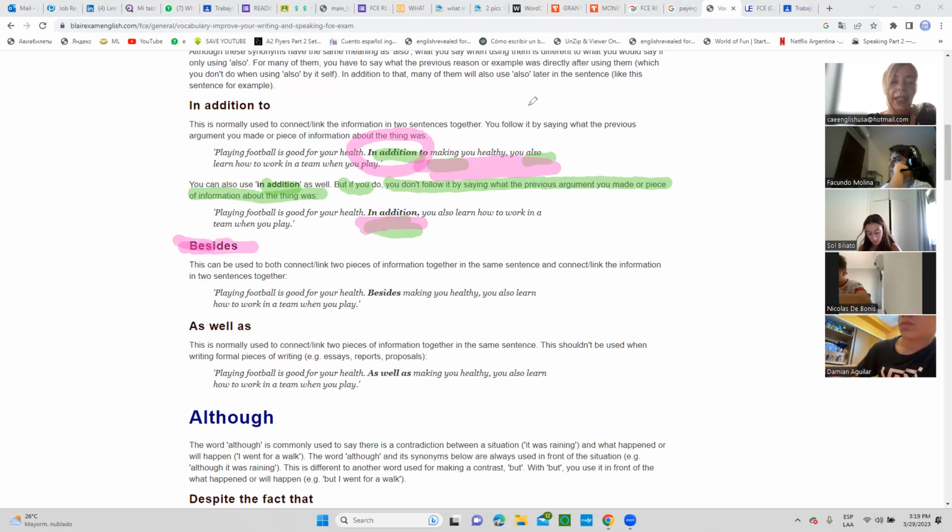Besides. Besides can be used to connect or link two pieces of information together in the same sentence, and connect the information in two sentences together. Can you read the example sentence, please, Sol? Playing football is good for your health. Besides making you healthy, you also learn how to work in team when you play. Okay, so besides making, take a look at the gerund again, the same as in addition to making, besides making you healthy.